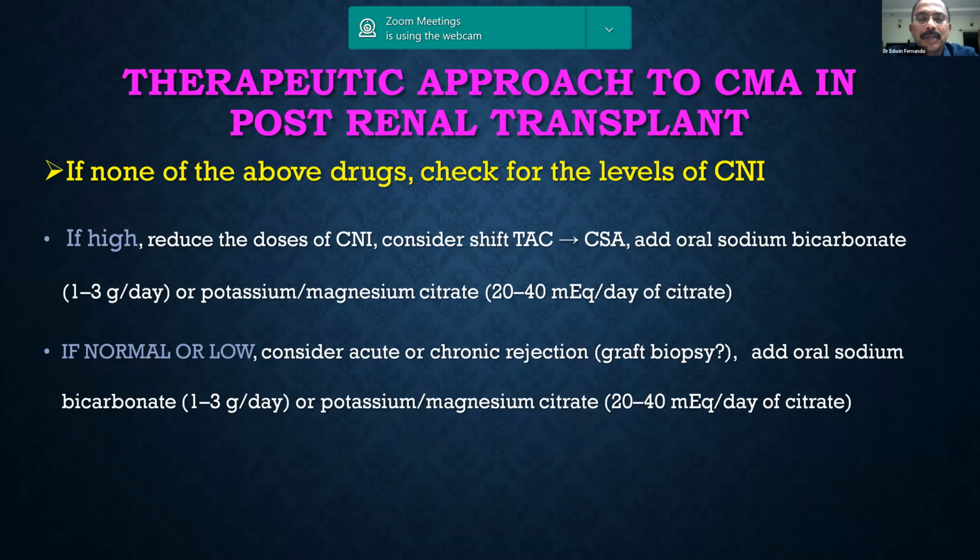If none of the above drugs are implicated, check for the levels of CNI. If high, reduce the dose of CNI. Consider shifting TAC to cyclosporin, add oral soda bicarb or potassium magnesium citrate. If it is normal or low, consider acute or chronic rejection, which probably helps you to decide on a biopsy. Add oral sodium bicarb or potassium magnesium citrate.